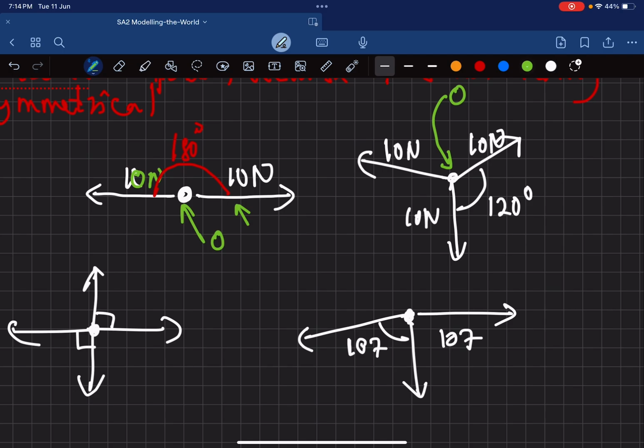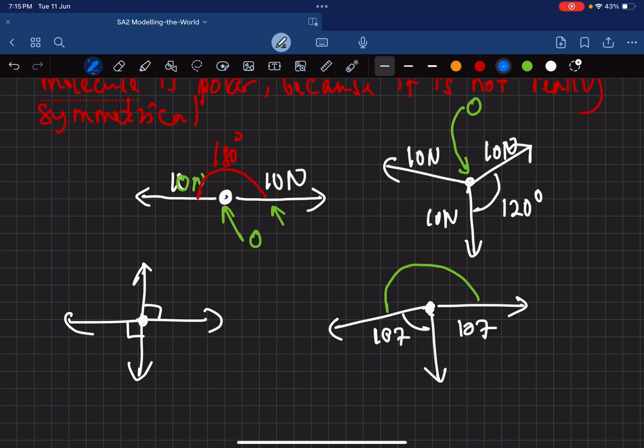There's a much bigger angle over here, right? There's a much bigger angle over here. So all the angles are not the same. Which means that in physics, this entire structure will move towards this side because the forces are acting in that direction.